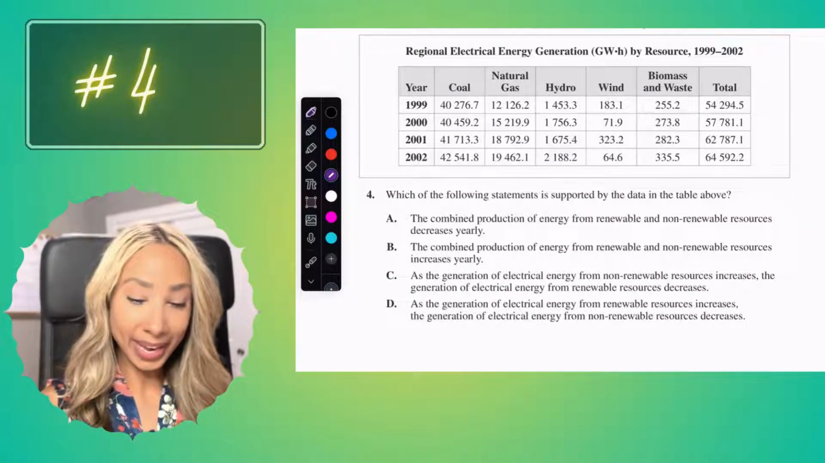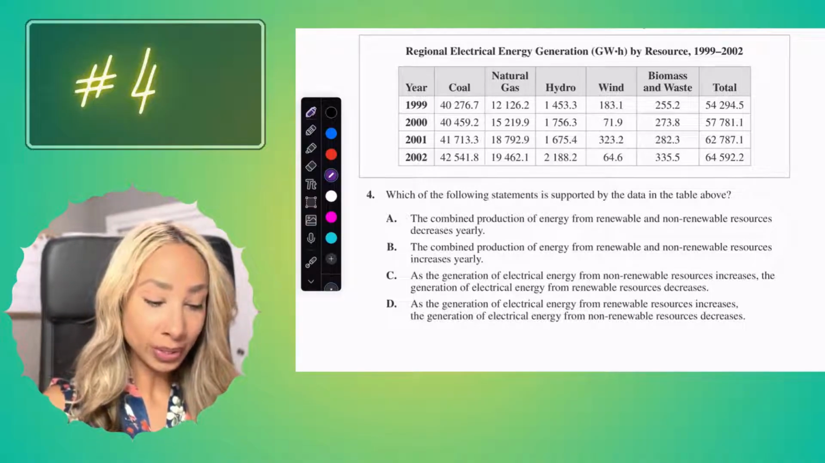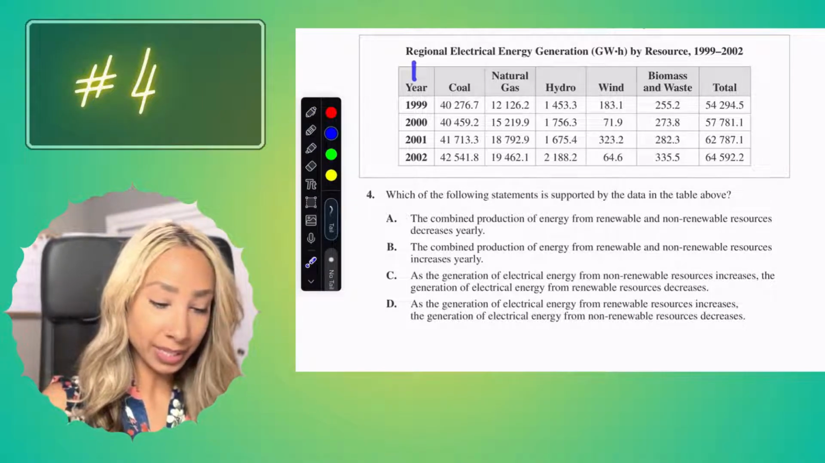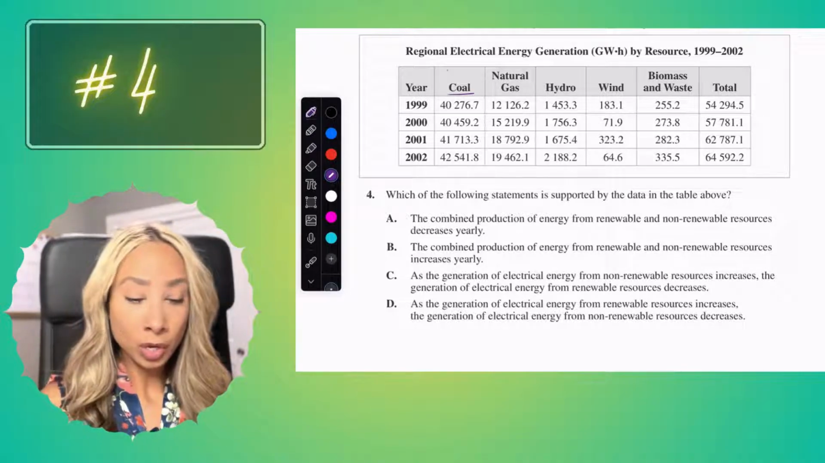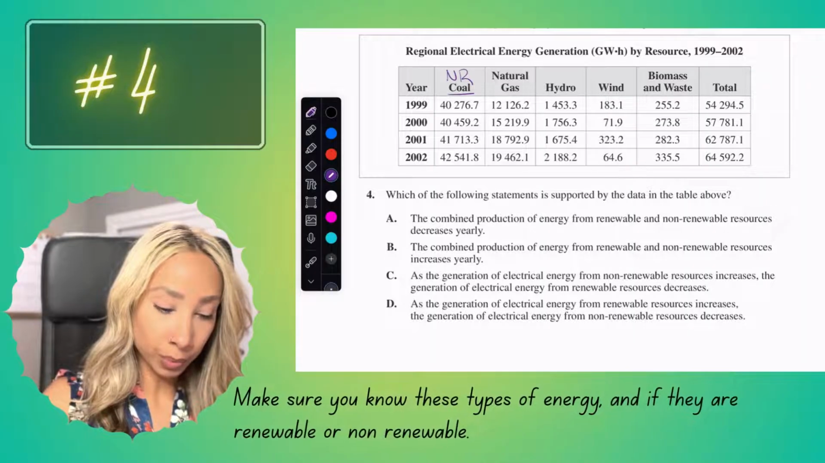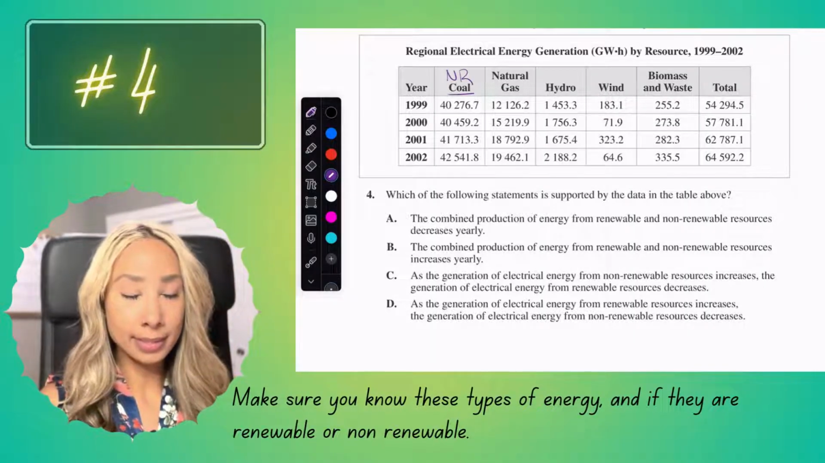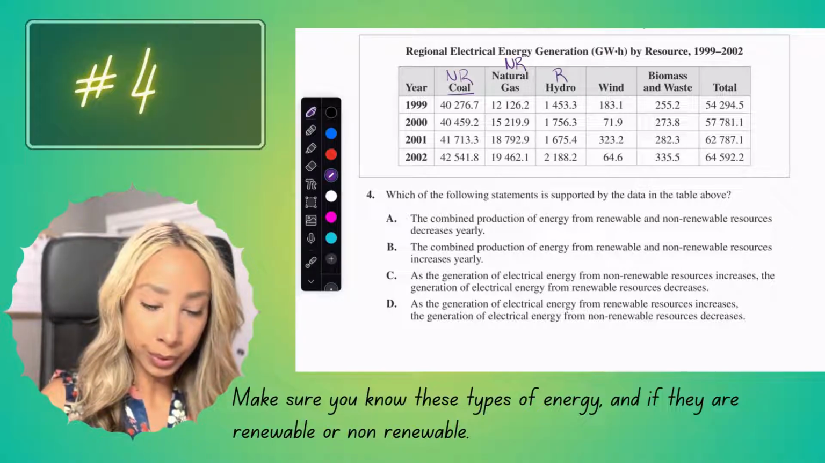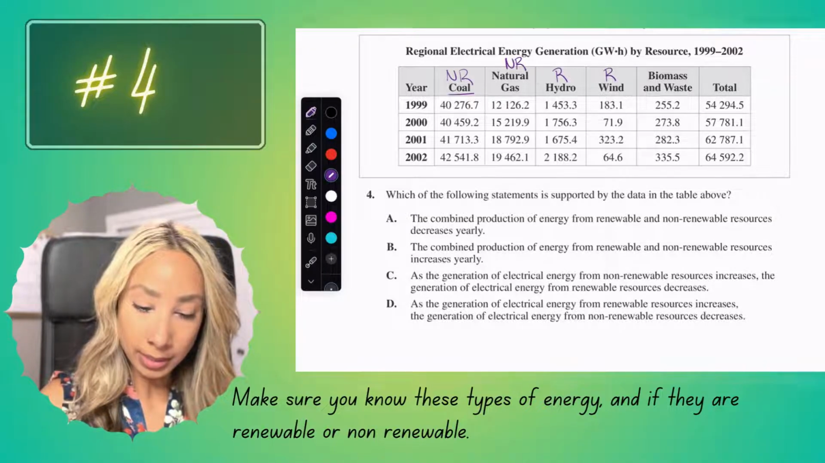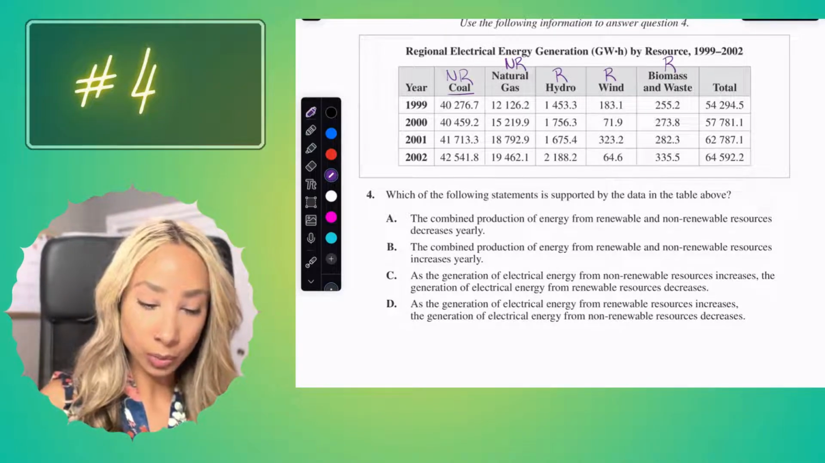Okay, number 4. They gave us this table up here. Let's go through and highlight a couple of things. The first thing is the year. The second thing is the type of energy. So coal, I know, is non-renewable. Natural gas is non-renewable. Hydro is renewable. Same thing with wind. And biomass and waste, that's also going to be renewable.